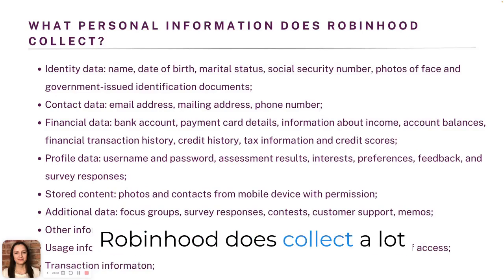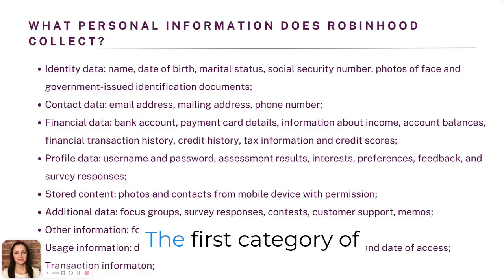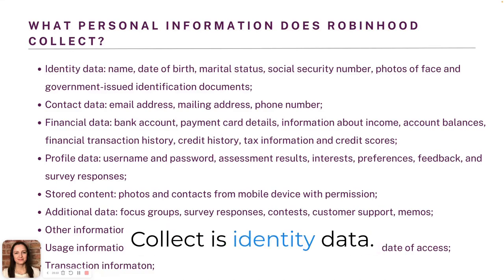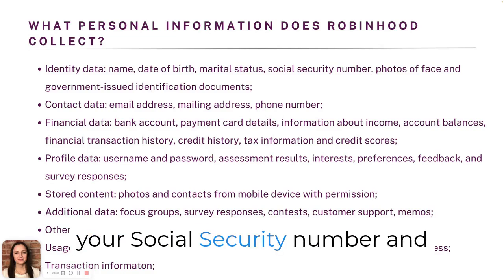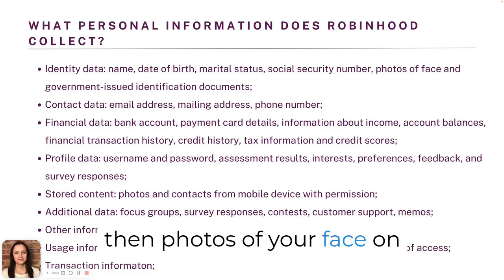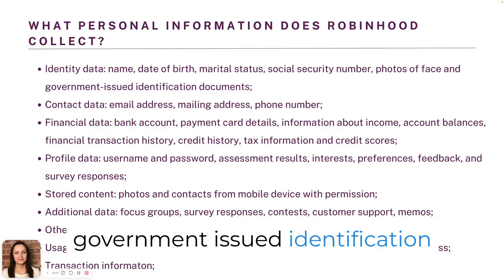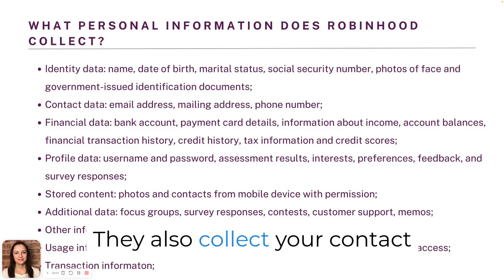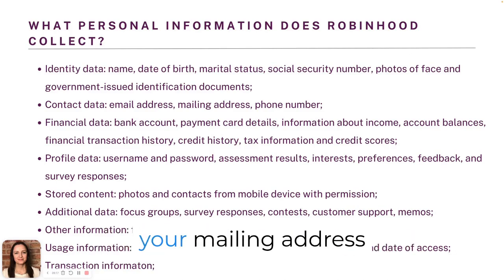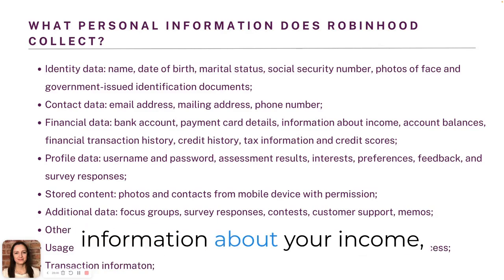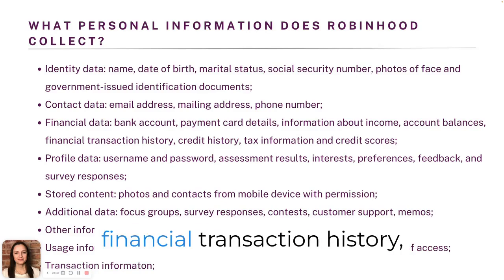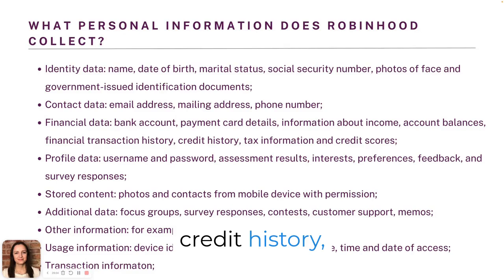So Robinhood does collect a lot of personal information. The first category of information that they collect is identity data. That means your name, date of birth, your marital status, your social security number, and then photos of your face on government-issued identification documents. They also collect your contact data like your email address, your mailing address, and phone number. They also collect your financial data like your bank account numbers, payment card details, information about your income, your account balances, financial transaction history, credit history, your tax information, and credit scores.